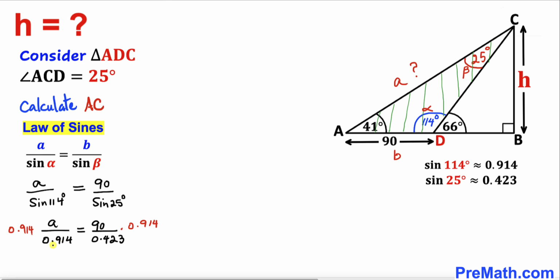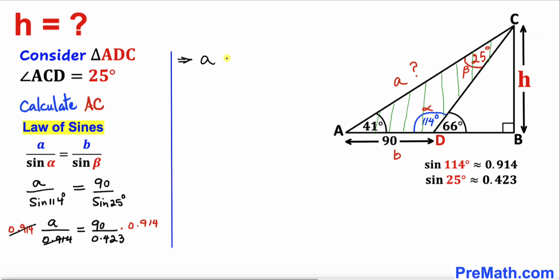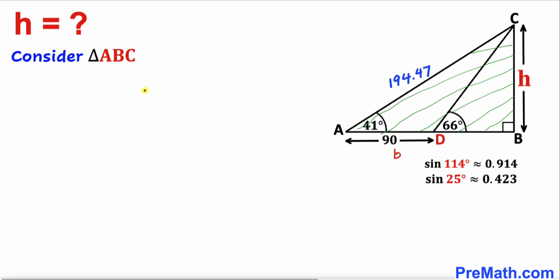So on the left hand side this thing is gone. And now if we simplify our right hand side, our A value is going to be approximately equal to 194.47 units. Therefore this side length AC turns out to be approximately equal to 194.47 units. And here's our next step.